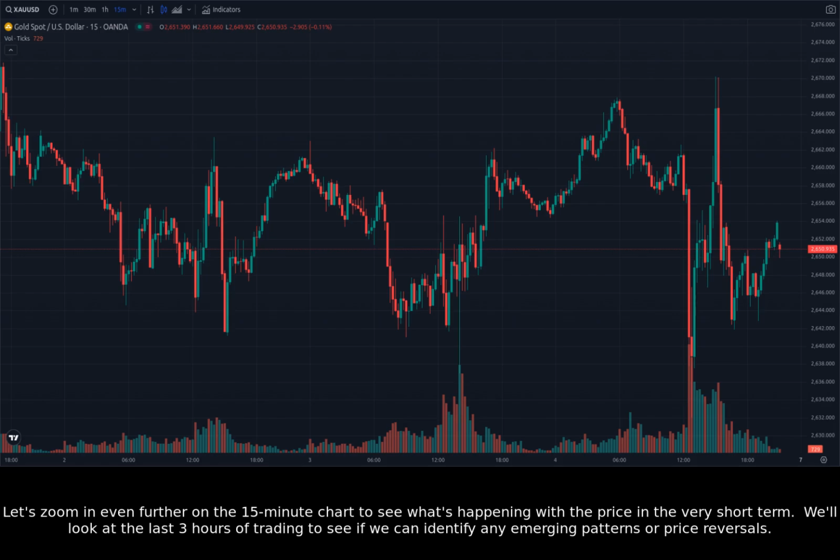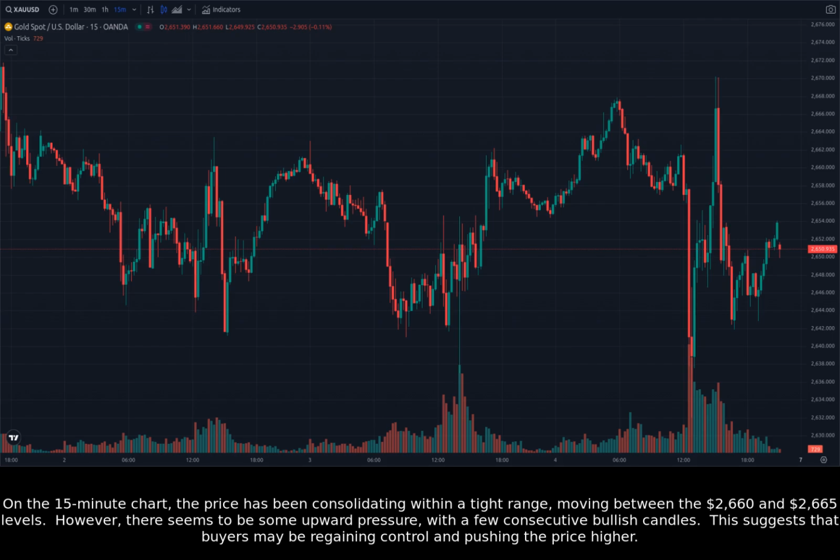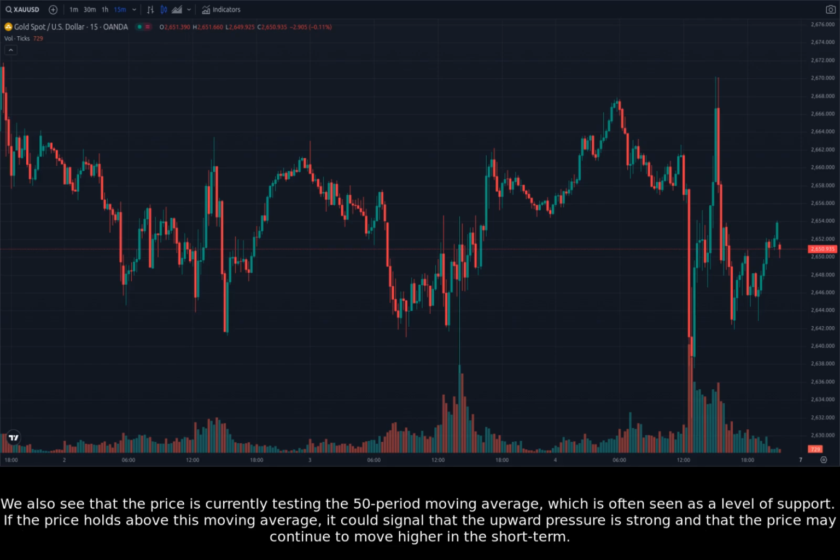On the 15-minute chart, the price has been consolidating within a tight range, moving between the $2,660 and $2,665 levels. However, there seems to be some upward pressure, with a few consecutive bullish candles. This suggests that buyers may be regaining control and pushing the price higher. We also see that the price is currently testing the 50-period moving average, which is often seen as a level of support. If the price holds above this moving average, it could signal that the upward pressure is strong and that the price may continue to move higher in the short term.